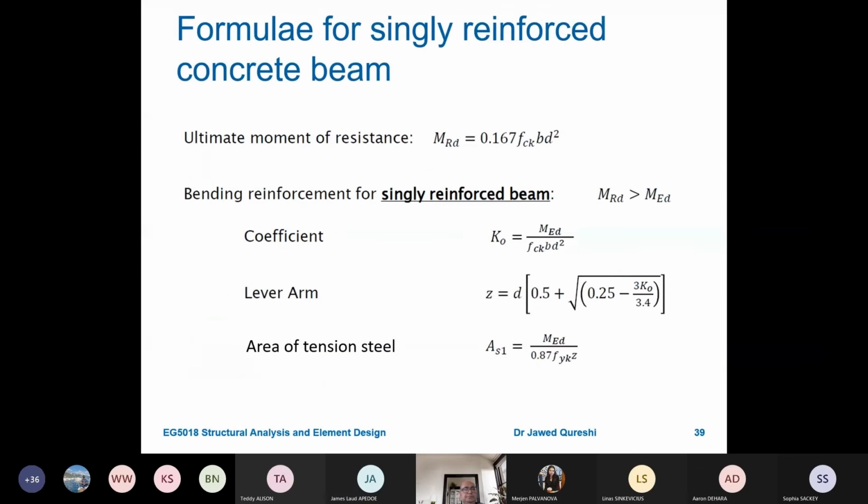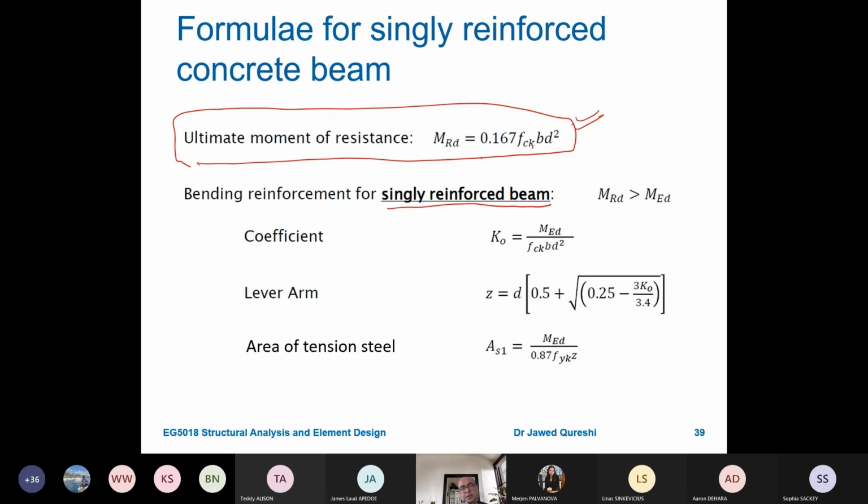These are the formulas where the ultimate resistance MRD of the beam uses the concrete properties only. If the applied moment is less than this, then you design it as a singly reinforced beam. And if the applied moment is greater than this MRD, then you design it as a doubly reinforced beam. It means that now you will require compression steel for it to be in moment equilibrium. These are the same formulas as I talked about earlier.